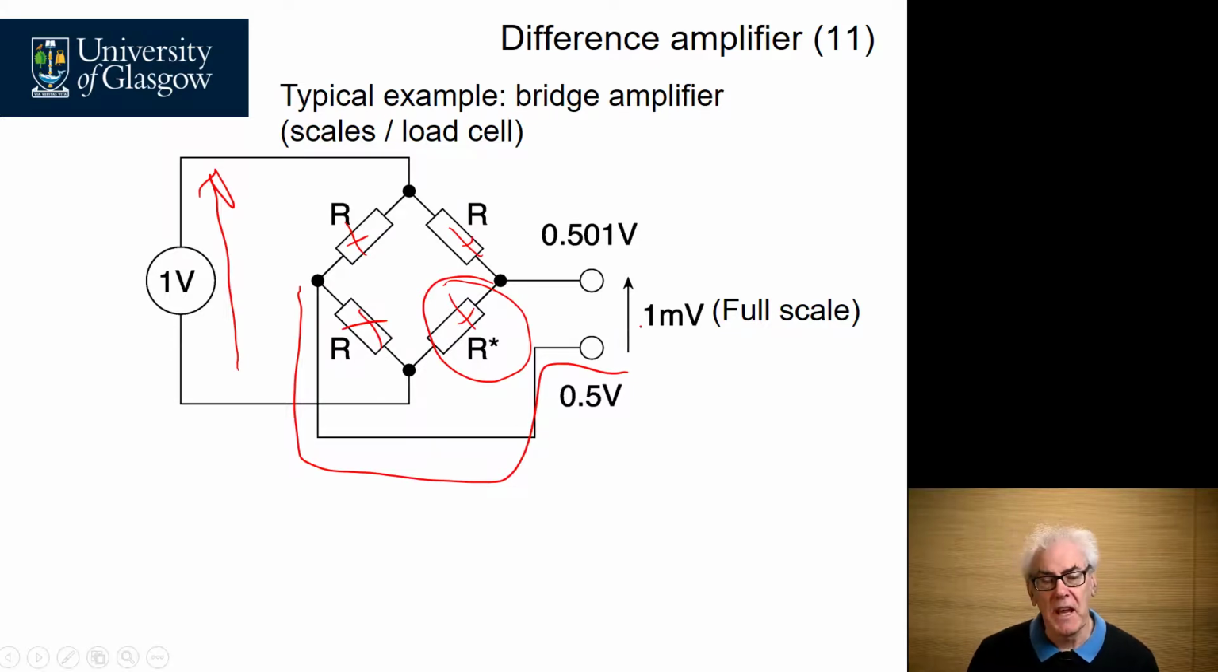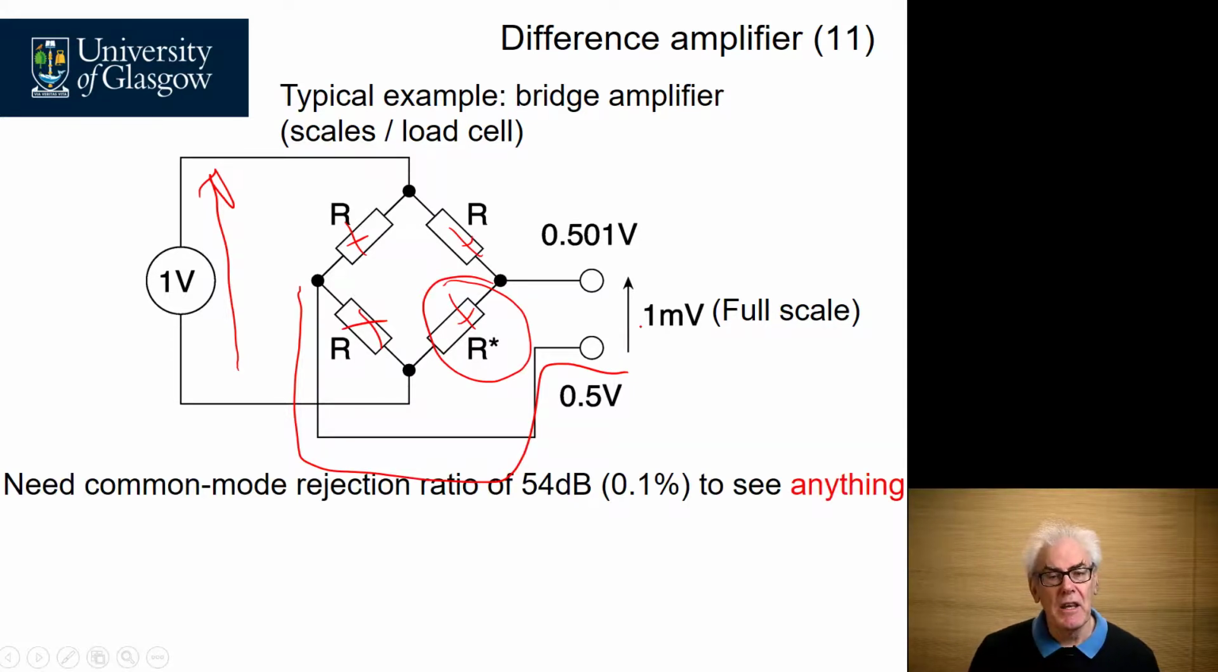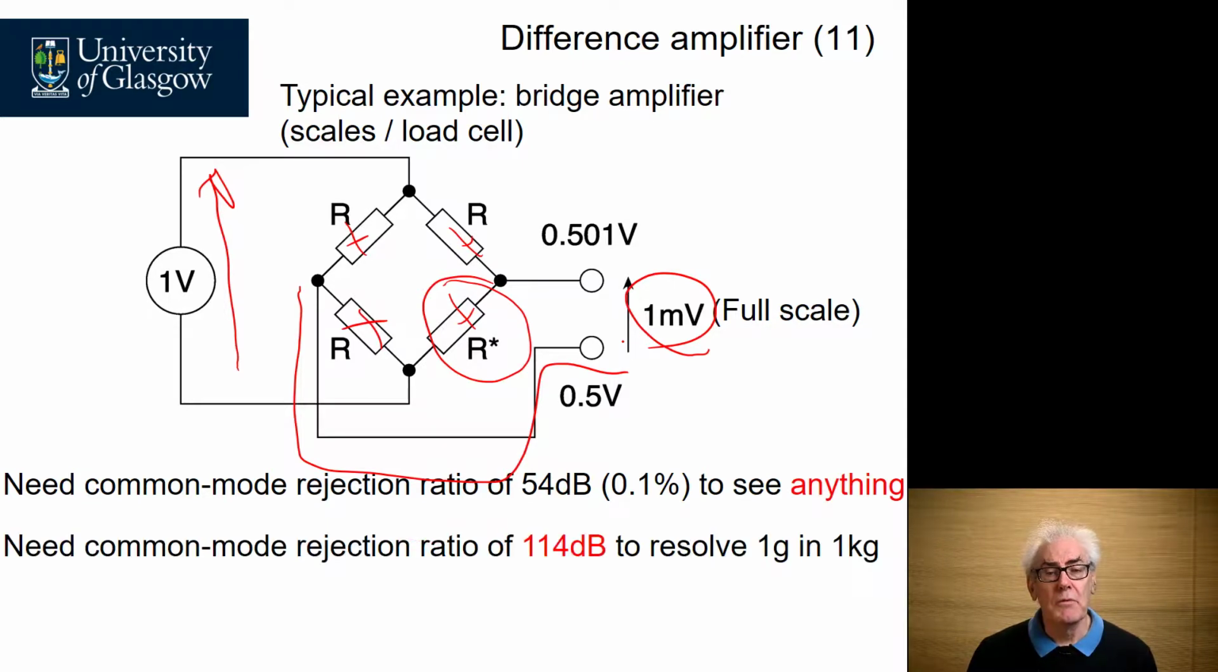We'll talk more about this in a second, but in the scenario here, if we wanted to see anything at all, we would need a common mode rejection ratio of about 54 dB before any error due to common mode gain would be less than the signal we want, the differential signal coming out of the bridge, because the output signal is about 1 millivolt. That signal is what you would expect to see at full load.